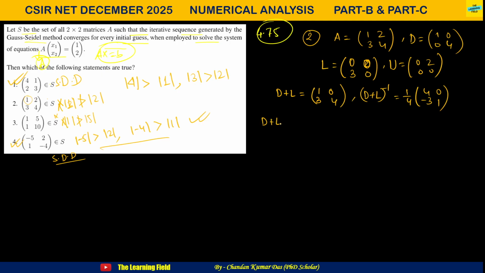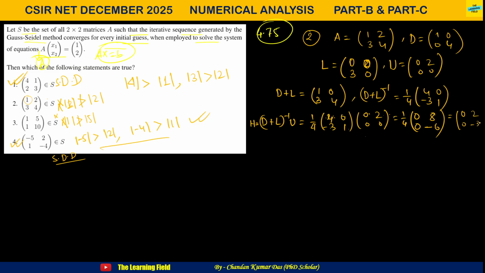Now what is the value of H, which is equal to minus (D plus L) inverse into U? So this is equal to 1 by 4 into 4, 0, -3, 1, into the value of U, which is 0, 2, 0, 0. This is equal to 1 by 4 into 0, 8, 0, -6. So we get this one. Fine. So this means what? 0, 2, 0, and -3 by 2.